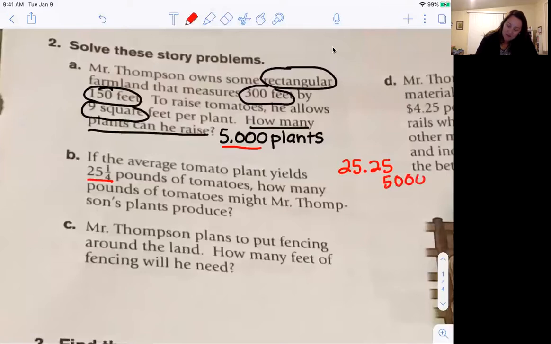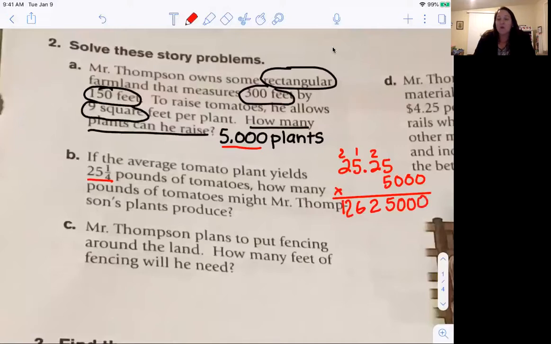I'm going to do my fancy multiplying. If you're not quite here with this multiplying, don't worry. Just do the 5,000 times 25.25, and you should get the same thing I do. 5 times 5 is 25. 5 times 2 is 10 plus 2 is 12. 5 times 5 is 25 plus 1 is 26. 5 times 2 is 10 plus 2 is 12. And then you could bring down those 3 zeros.